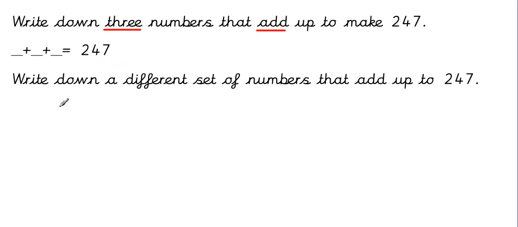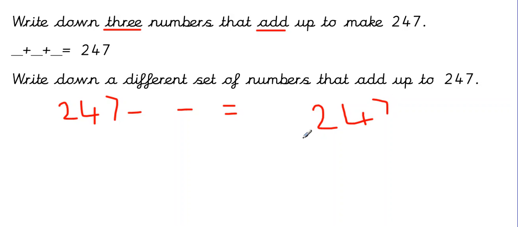So I'm going to do the inverse. So I'm going to do a take away. I'm going to do 247, take away something equals something. Can you see how I've turned my calculation around? So instead of doing three additions, I'm going to do three takeaways. So I'm going to start with 247, and I'm going to take a number away from it. Any number at all that's less than 247.